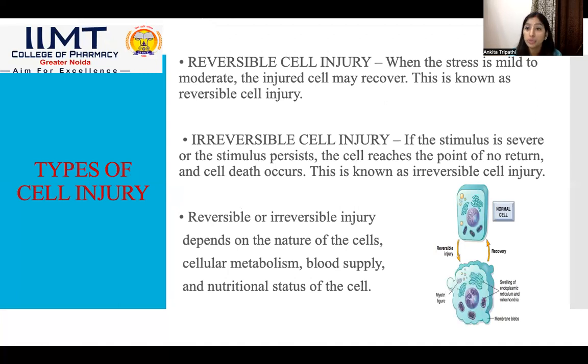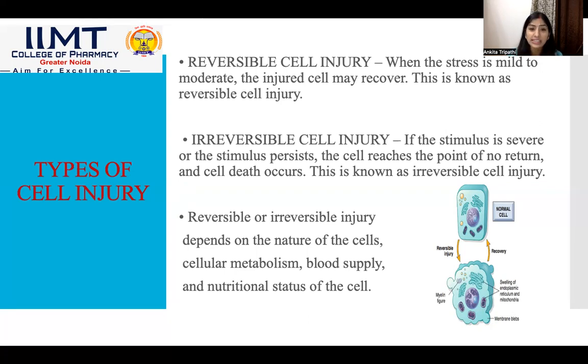Cell injury is basically of two types, reversible and irreversible cell injury. Reversible cell injury means that when a cell has encountered a stress and an injury has formed, once the stress is removed, the cell will regain or restore its original structure and function. This is known as reversible cell injury. Irreversible cell injury is when the stimulus is very severe and it ultimately results in cell death.